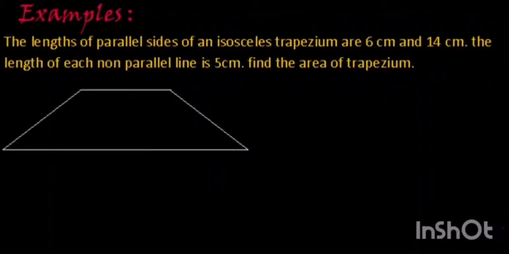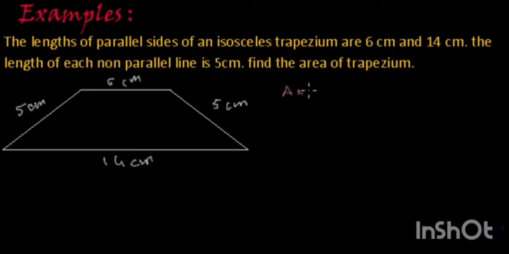Suppose this is the trapezium. Then what are they saying? They are saying it is an isosceles trapezium where the length of each non-parallel side is 5 centimeters, right? So they are saying this is 5 centimeters and this is also 5 centimeters. And what are they saying about the other lengths? Among the other lengths, one is 6 centimeters. So I am labeling the smaller one as 6 centimeters and the longer one as 14 centimeters. Right? Now we have to find the area of the trapezium.